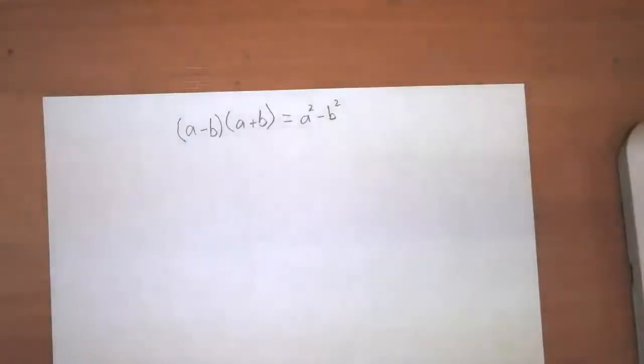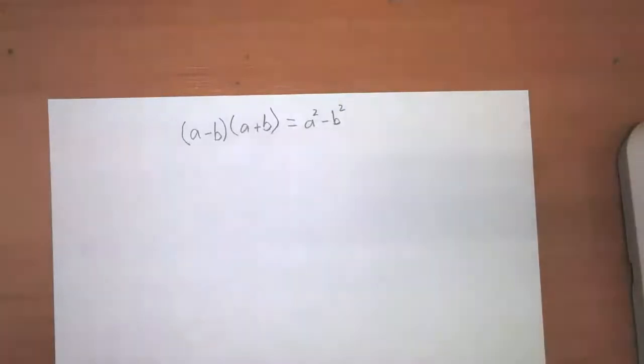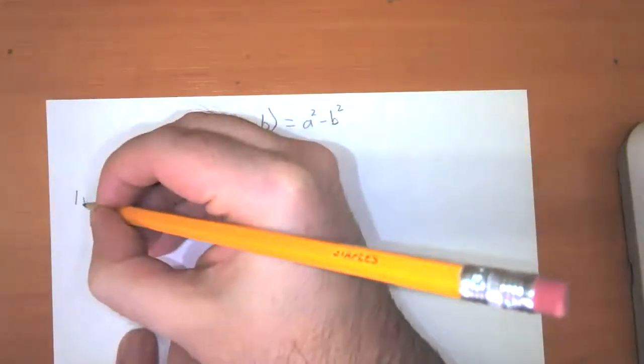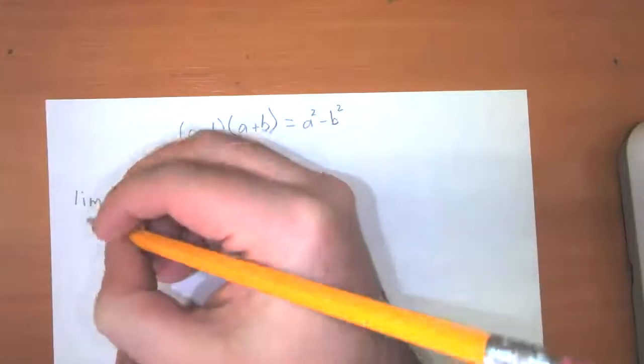Once again, we're going to start with this identity that we talked about in the last video: if you take a minus b and multiply it by a plus b, you're going to get a squared minus b squared as your answer. So let's see how we can use this to solve a problem like this.